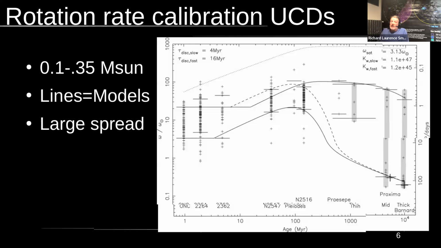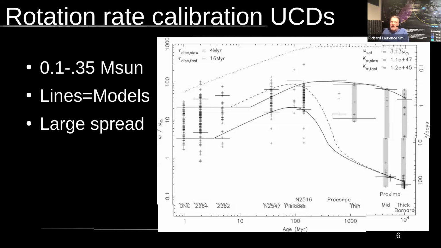And as you can see, there's a very large spread. The objects at the bottom are various clusters. They looked at the rotations of these objects in various clusters, which have various ages. So therefore, they can look for variations. There's a growth and a drop as the objects get older. There's a large spread, and the lines are various models, which right now they can't tie down.